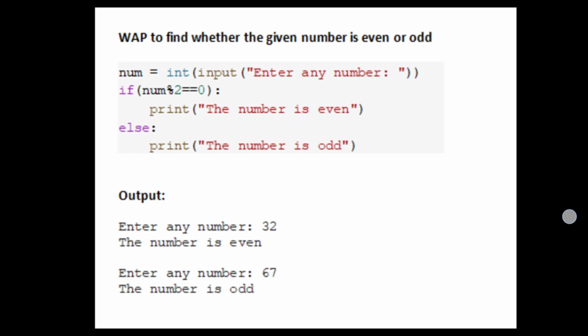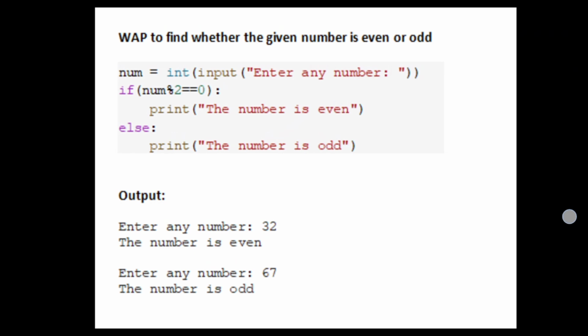Now, the code is: num = int(input("Enter any number:")). If num % 2 == 0: print("The number is even"), else: print("The number is odd"), each string under double quotes.